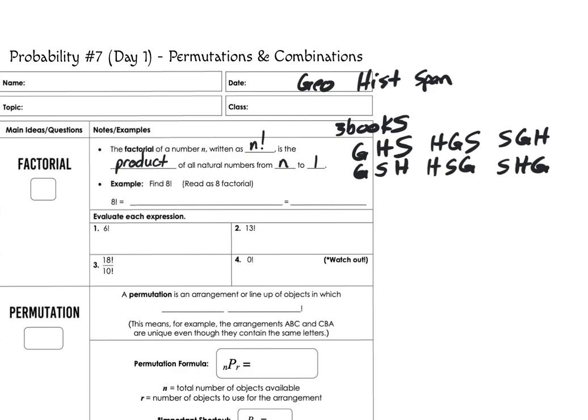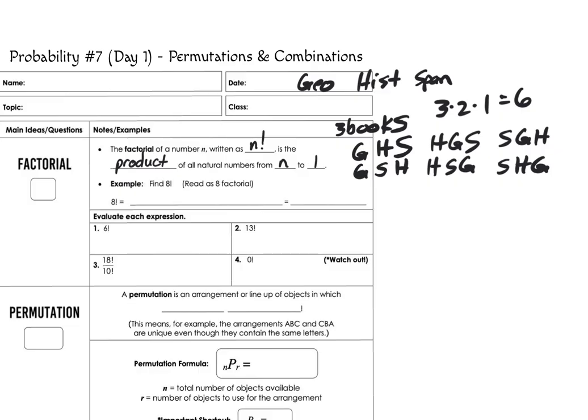Okay? And so if I wanted to figure out how could I do 3 books, how many different ways, then this would be 3 times 2 times 1. We start with the number of books that we have, and I'm going to multiply every number all the way down to 1. So 3 times 2 times 1 is 6 different ways. And these would be the 6 different combinations that we would have.